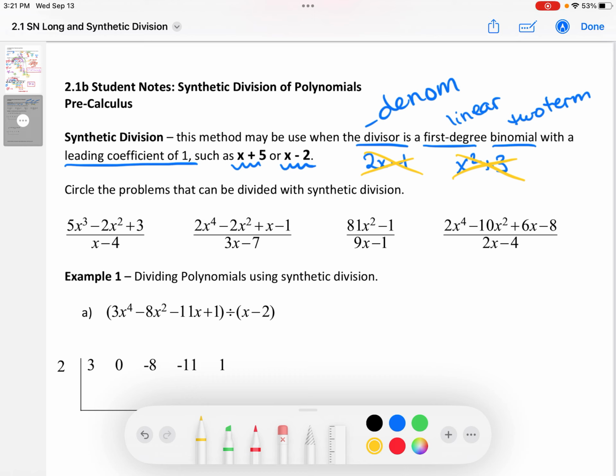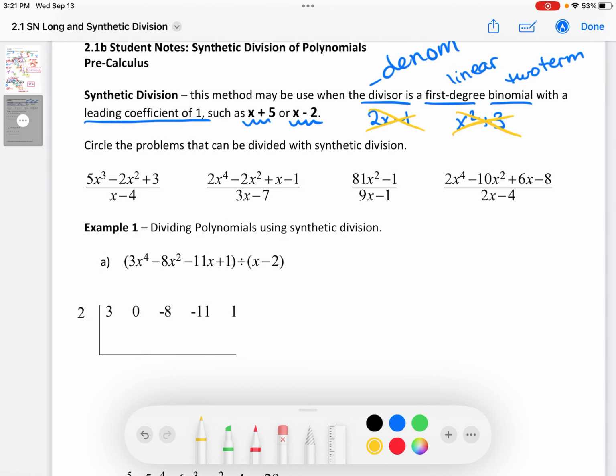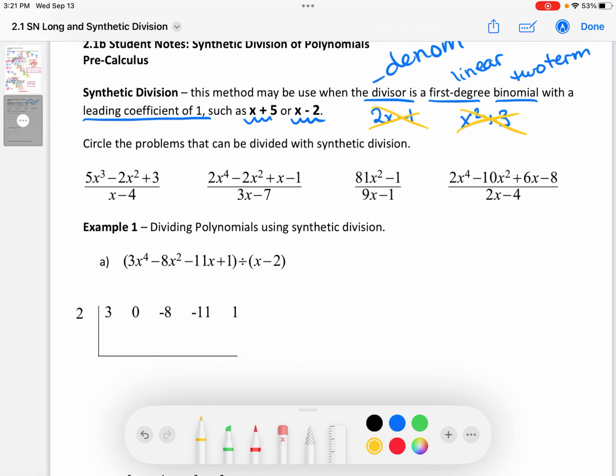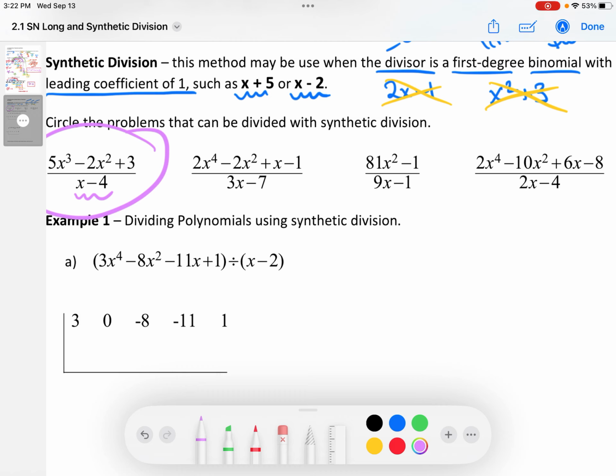So x plus 5 or x minus 2, basically x plus or minus any number will be allowed in the denominator for this synthetic division process. So let's look at these 4 problems and see what can be done with synthetic division. If you look at that first one, the denominator is x minus 4. Yep, that can be done with synthetic division. Looking at the second one, the denominator is 3x minus 7. That coefficient being 3 means no, we cannot use synthetic division.